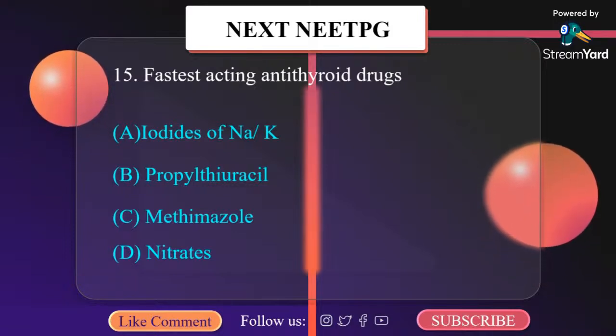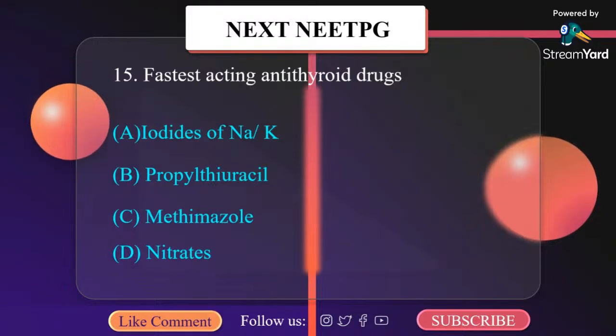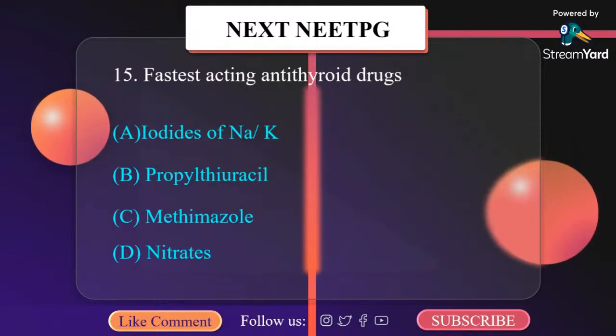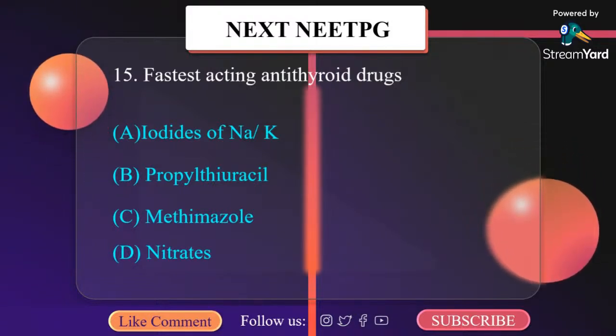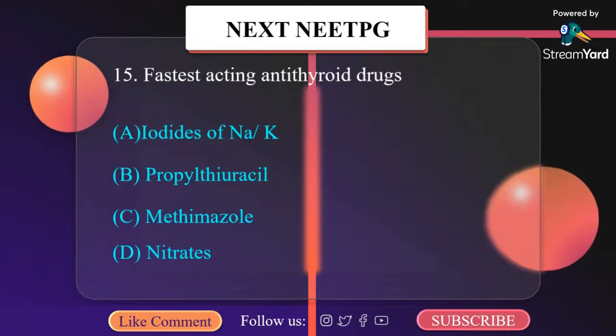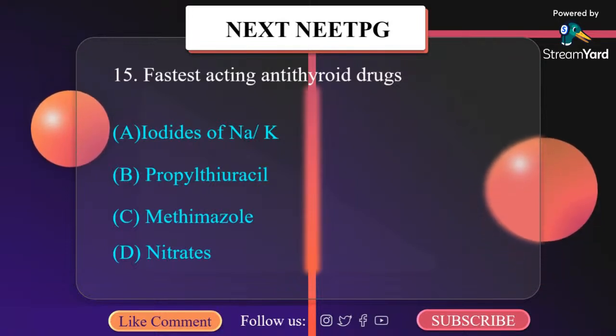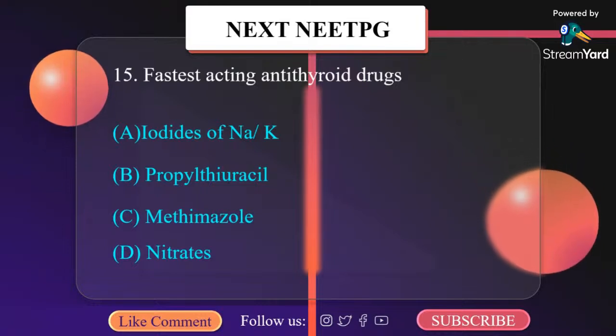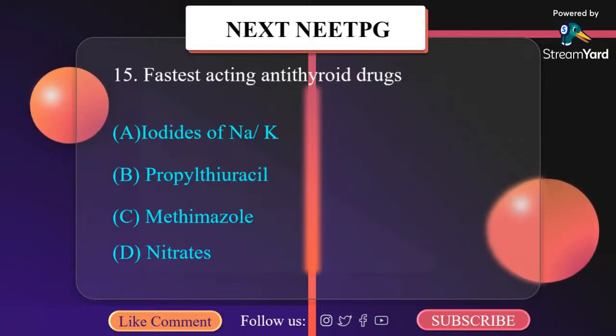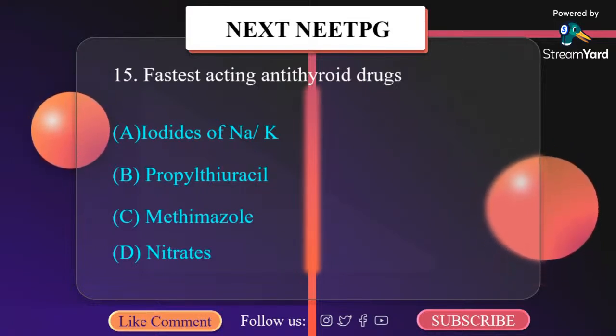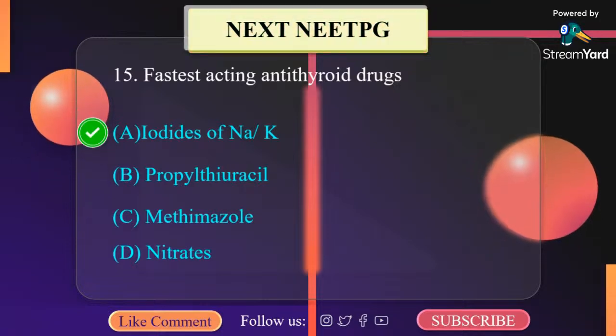The iodides of Na and K, iodine and iodide, are the fastest acting thyroid inhibitors. Most important action is inhibition of hormone release, but all the facets of thyroid synthesis may be affected. Excess iodide inhibits iodide transport in the thyroid cell and may alter the redox potential of the cell, thus interfering with iodination. That is, iodination is reduced. So the correct answer here is A.